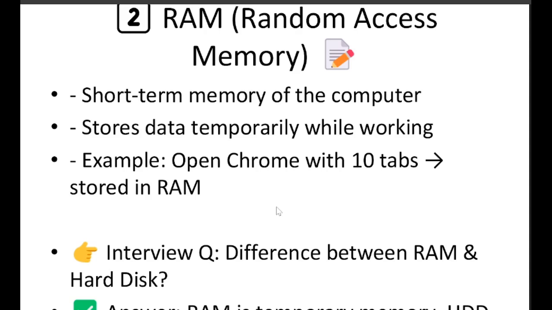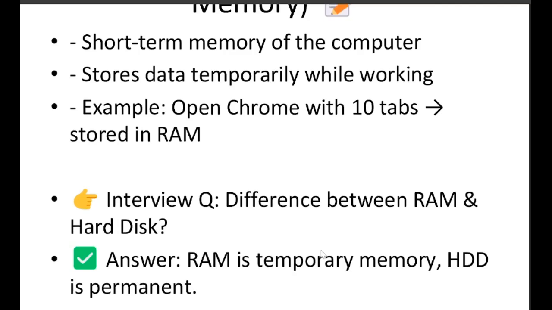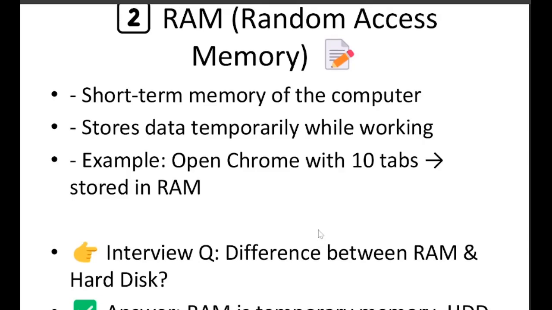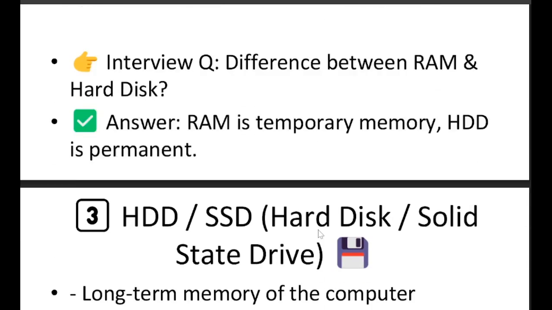Interview question you can see here: difference between RAM and hard disk. Actually, RAM is temporary memory, and hard disk is permanent. So simply you can remember it: RAM is for temporary and hard disk is for permanent.